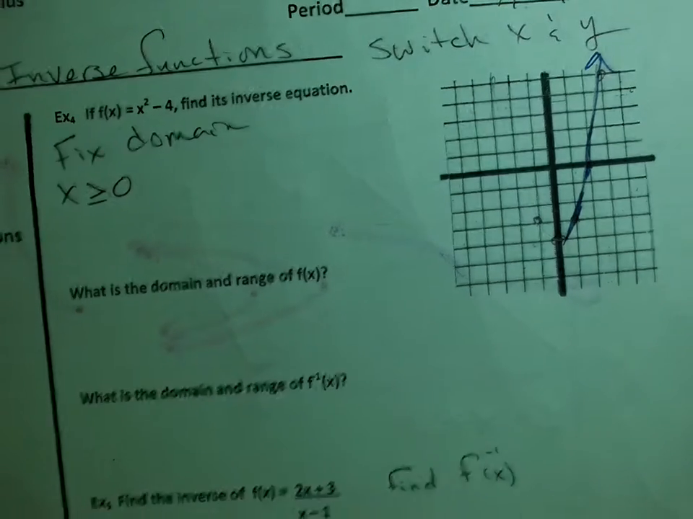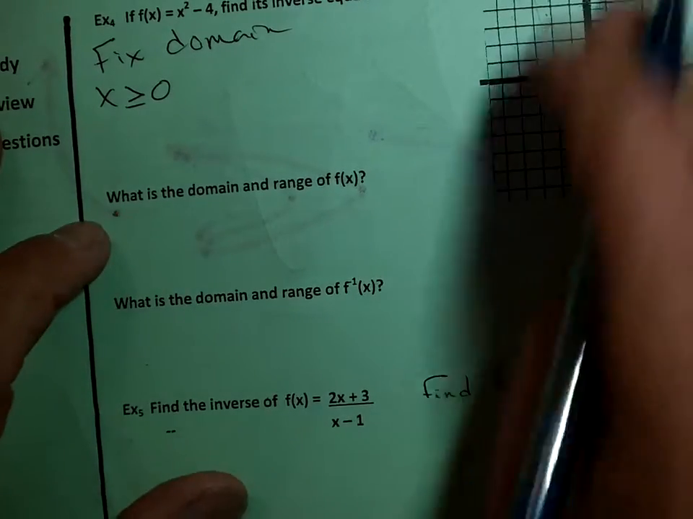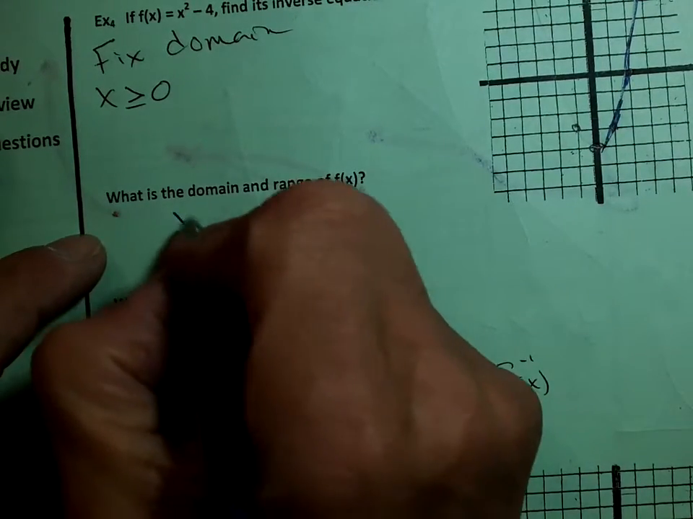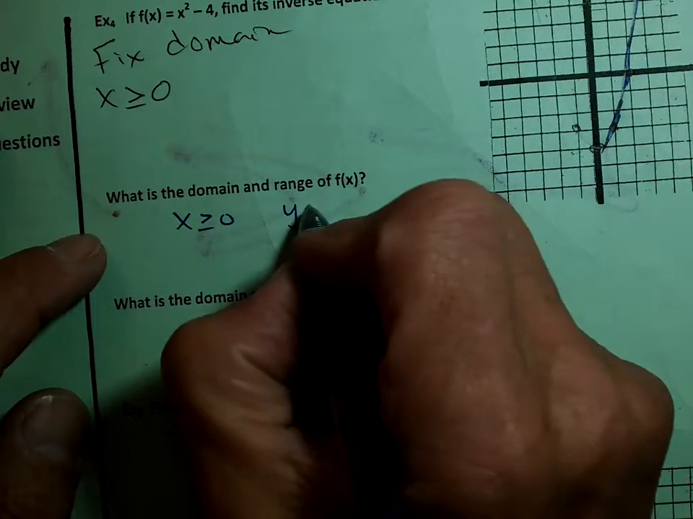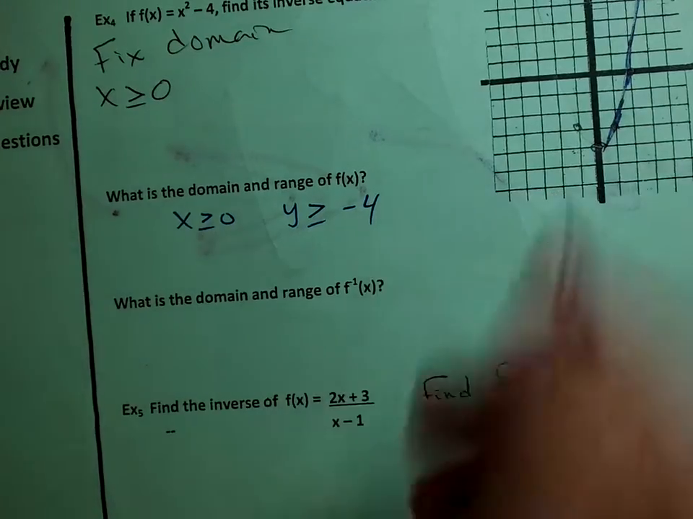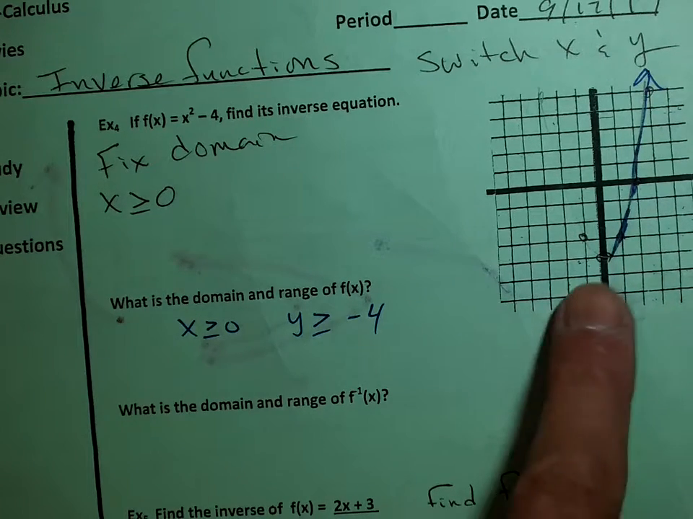Now, what's the domain and range? Well, the domain of this fixed graph is x is greater than or equal to 0. And the range is y is greater than or equal to -4. Okay, I'll put that down and think about it, okay? The domain of my fixed graph, x is greater than or equal to 0, and y is greater than or equal to -4, correct? Yes. The inverse. The inverse looks like this.